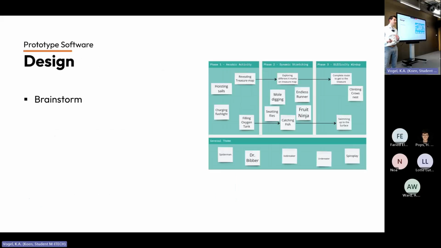We started by inviting more users into another brainstorm session using co-design to generate a theme on top of this routine.